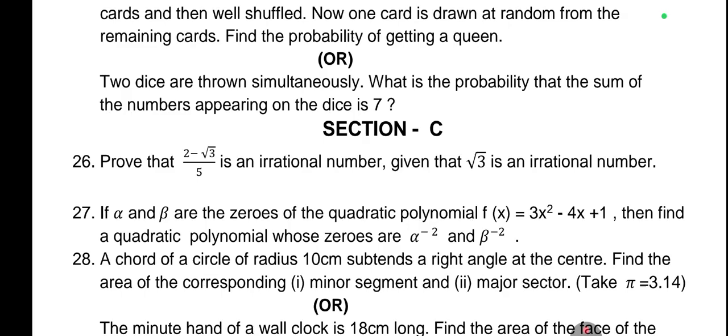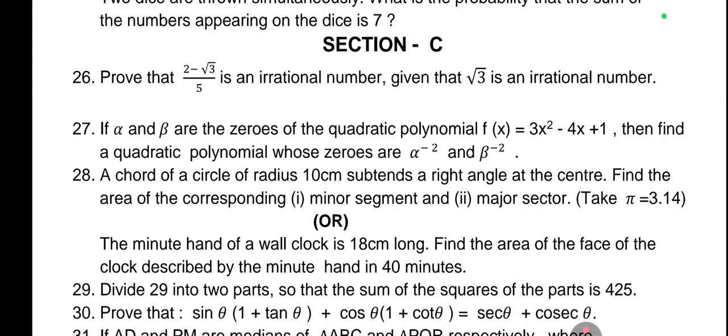See, children, for 26, standard worth 3 marks, I won't agree, because 2 minus root 3 by 5 is irrational, given that root 3 is irrational. So the work was very simple. They themselves gave that root 3 is irrational, but 2 minus root 3 by 5 is there. So some people may have a doubt on it. Then 27th, alpha power minus 2 and beta power minus 2, that is 1 by alpha square, 1 by beta square.